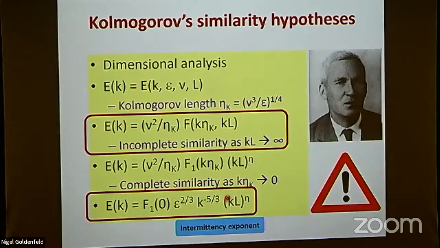So the only problem with this is it's wrong. It's wrong because this assumption of complete similarity up here is not correct. And what we believe is that there's large scale intermittency. That means that this limit isn't a smooth limit and isn't defined. And so we call that incomplete similarity. And what happens is as you take KL to infinity, this function actually scales as another function just of the first argument times KL to the power eta. Eta here is not the Kolmogorov scale. Eta here is an anomalous dimension, an anomalous scaling exponent known as the intermittency exponent.